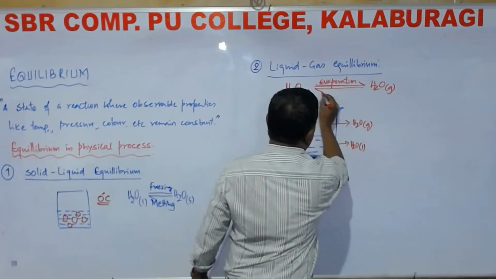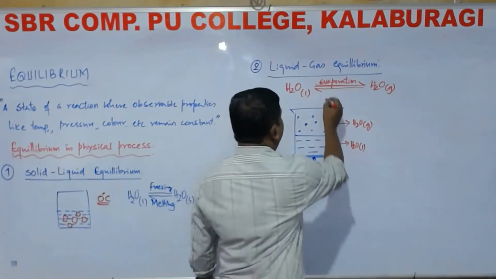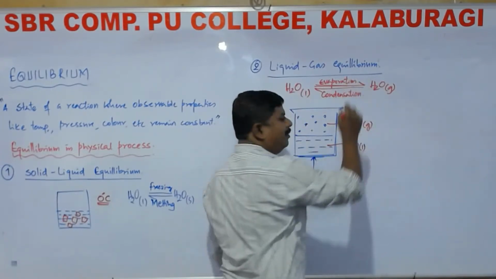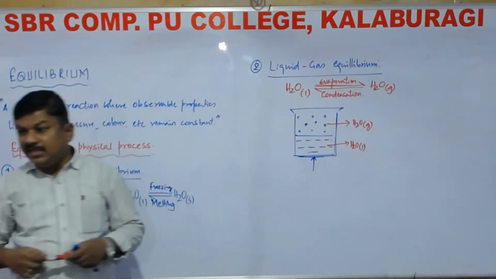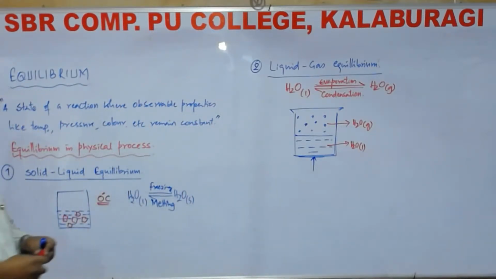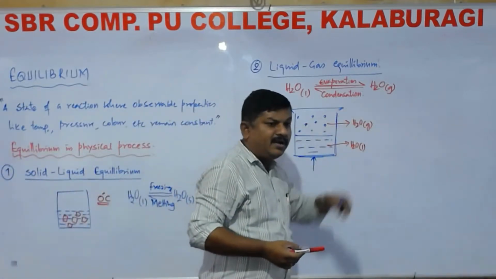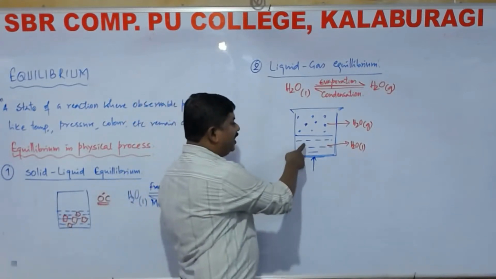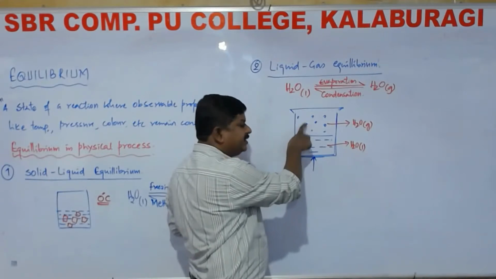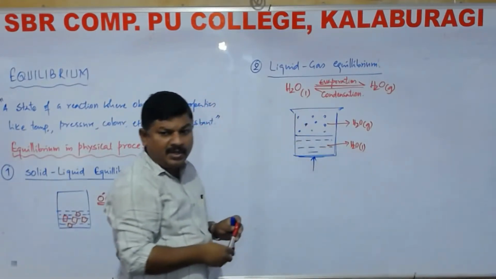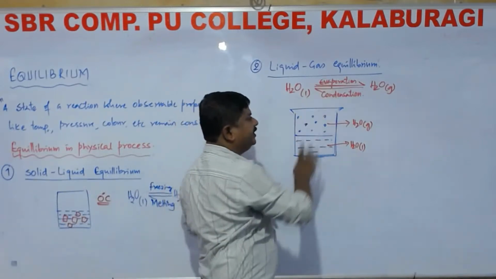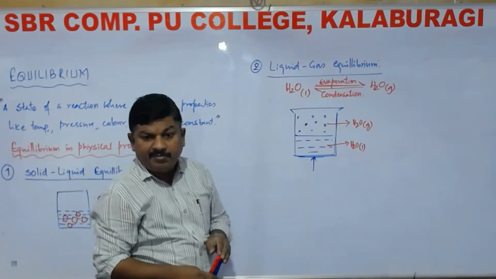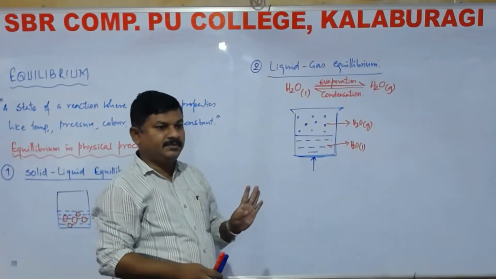And the reverse process, H2O gas into H2O liquid, is condensation. Under what condition are both in equilibrium? When the rate of evaporation is equal to the rate of condensation. In that case, liquid water and gaseous water are in equilibrium. How much liquid water gets converted into gaseous water? The same amount of gaseous water is also converted into liquid water. When evaporation equals condensation, both are found in equal amounts. That is commonly called equilibrium between liquid and gas.